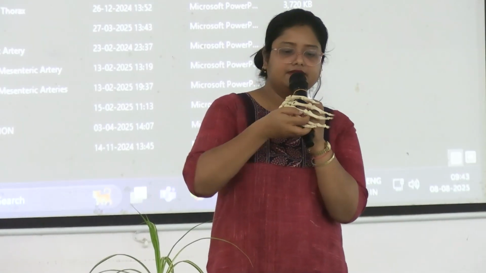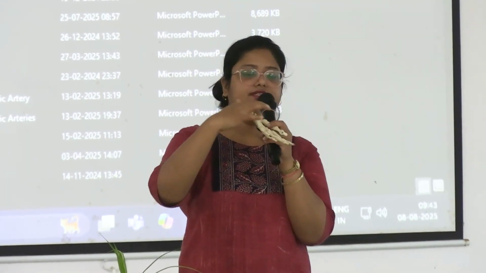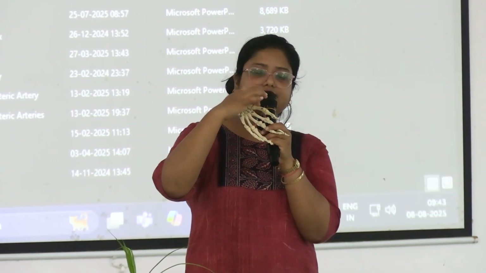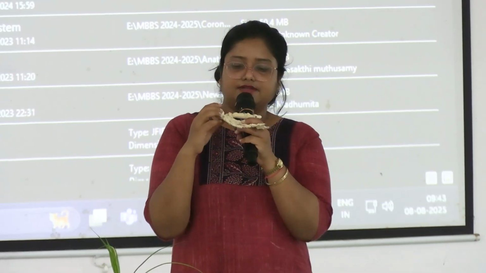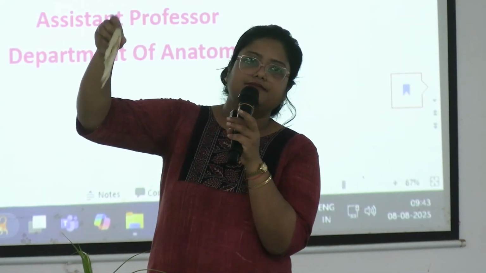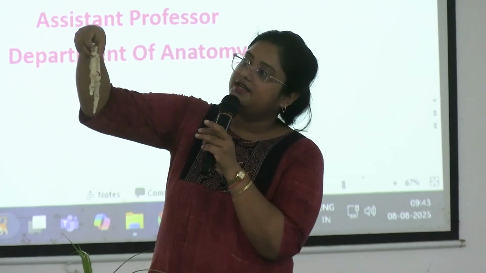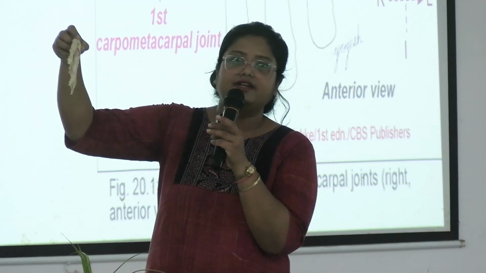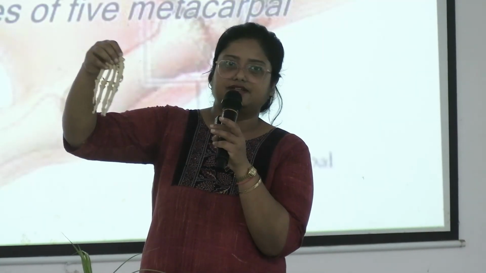This is the skeleton of the right hand. So you can see these four metacarpals are lying in the same plane, and this is the first metacarpal, and these are the carpal bones. Here it is articulating with the trapezium, and here it is forming the first carpometacarpal joint. And you can see the articular surfaces are concavo-convex and reciprocating with each other.